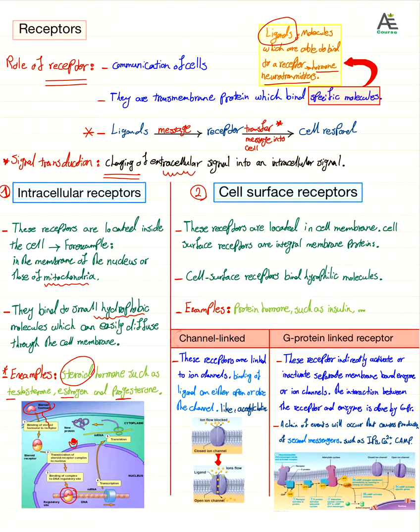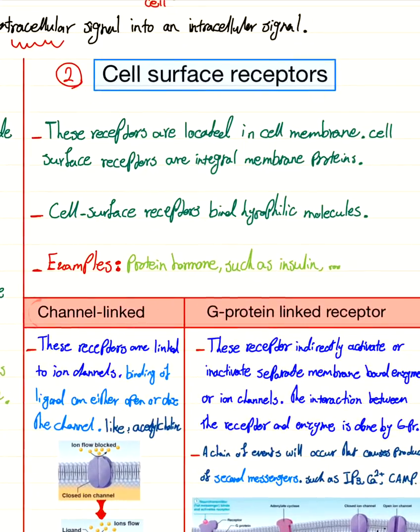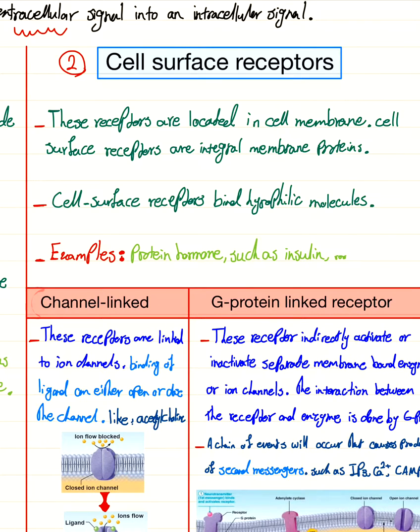Then the other receptors that we have are cell surface receptors. As the name says, these receptors are located on the membrane. And these receptors are integral membrane proteins. It means, for example, if this is my membrane, these receptors pass through the whole membrane. So this is called an integral protein. This is my receptor.